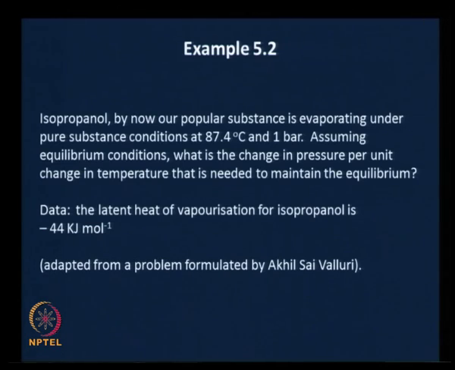Welcome. We were looking at the solution to this example problem which involved the use of the Clausius-Clapeyron equation. The problem itself was isopropanol is evaporating under pure substance conditions at 87.4 degrees C and 1 bar. Assuming equilibrium conditions, what is the change in pressure per unit change in temperature that is needed to maintain equilibrium, and the latent heat of vaporization of isopropanol is given.